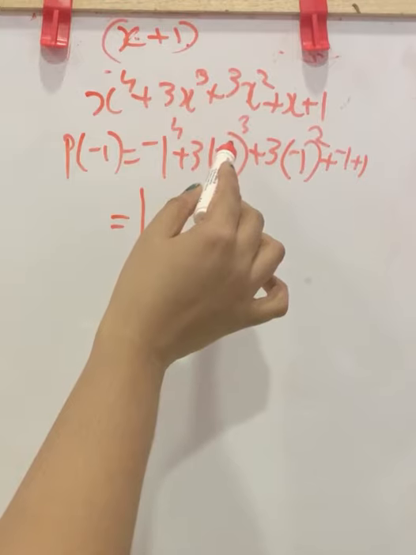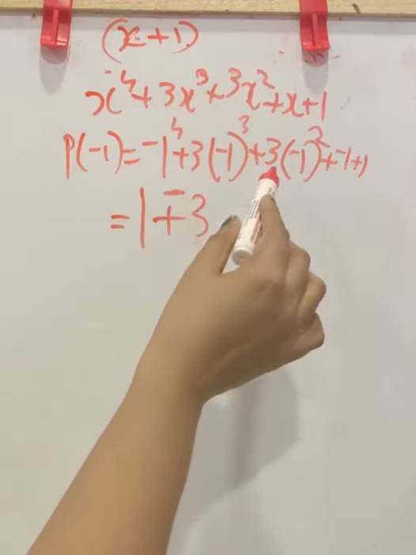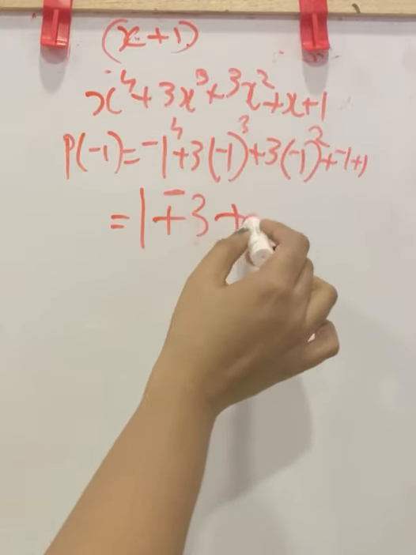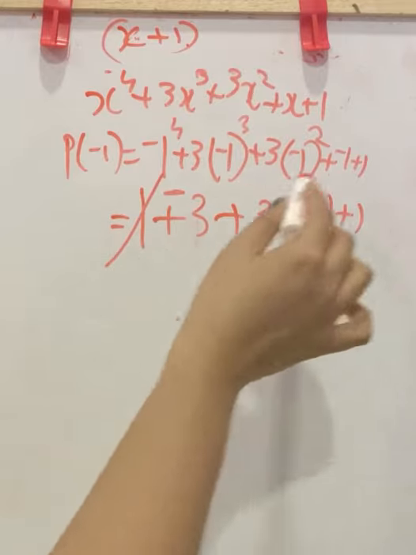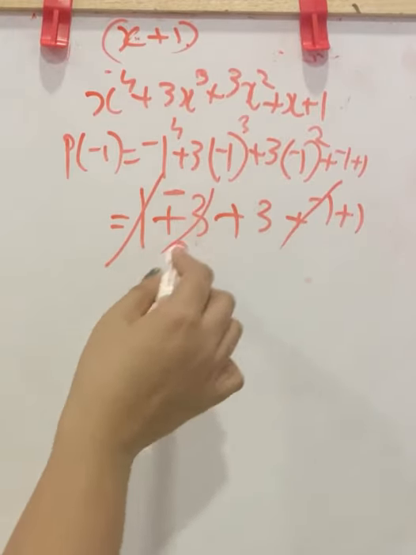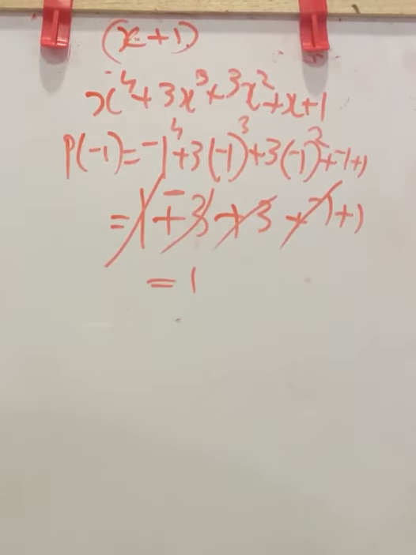Here we'll be having negative 1. Negative 1 into 3 is negative 3. Now this becomes positive 1. So plus 3. Here plus minus 1 plus 1. 1 and negative 1 are additive inverses. Negative 3 and positive 3 are additive inverses. Balance is again 1. This is not equal to 0. So this is not a factor of this too.